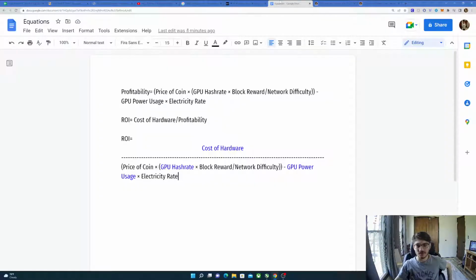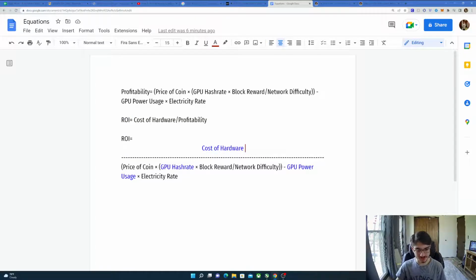So a few quick basics on how ROI and profitability in GPU mining works. So here we have the equation for profitability. We have the equation for ROI. ROI means return on investment. It is how much time it is going to take for you to make the money that you spent on hardware and electricity back. So when are you going to be breaking even on your power cost and the cost of your hardware for mining?